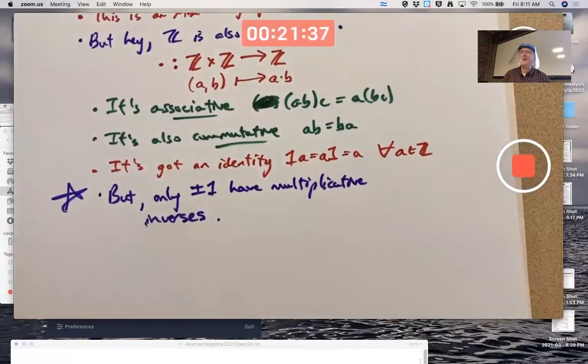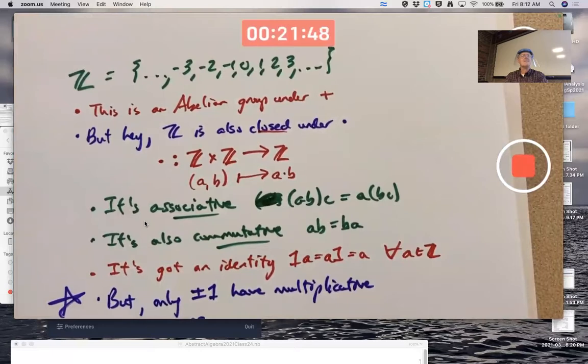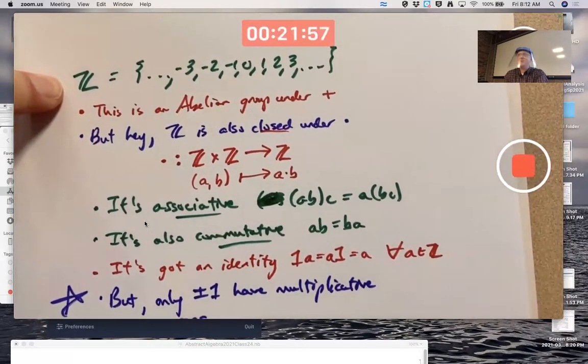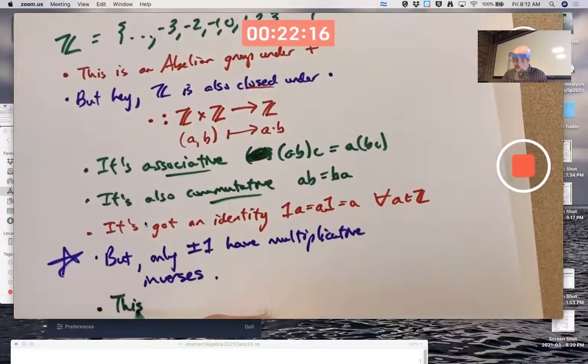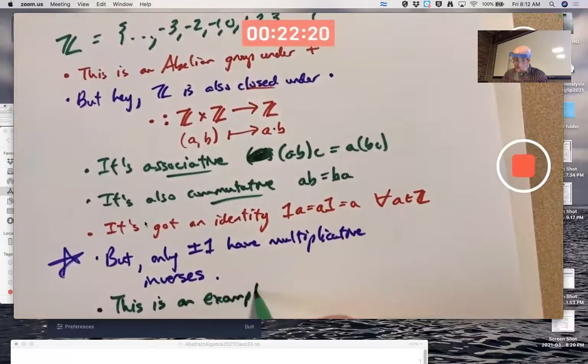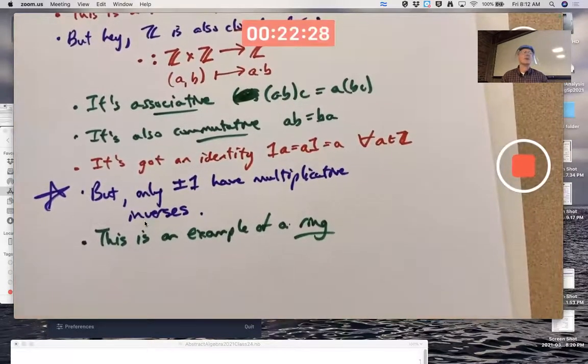But you know, we're almost there. We're almost to the group properties. We're only missing multiplicative inverses. Maybe we should still count this as a good algebraic structure anyway, under multiplication. It is a group under addition, not quite under multiplication, but it's a very natural algebraic structure that we, of course, want to work with. We want to work with the integers. So maybe the fact that not everything has a multiplicative inverse is acceptable. And we can still call this an algebraic structure. And it is an example of a ring. This is an example of a ring. I'm not defining ring yet. I'm just saying this is an example of a ring. Not specifying quite yet what a ring is.